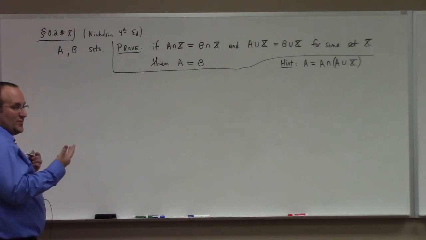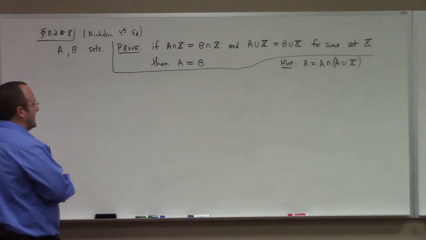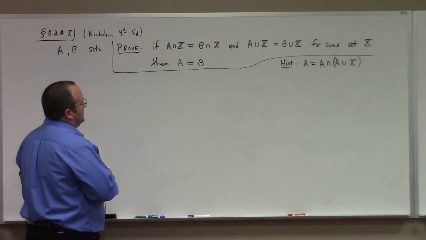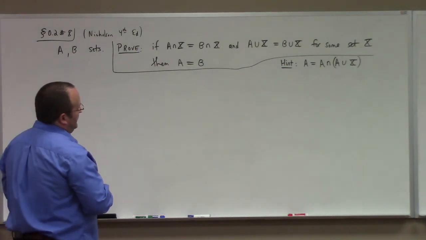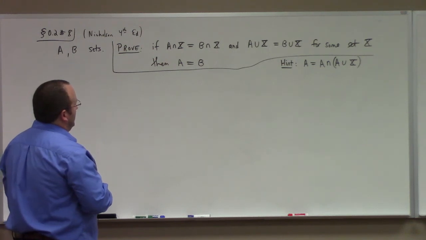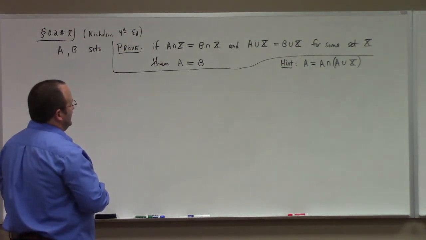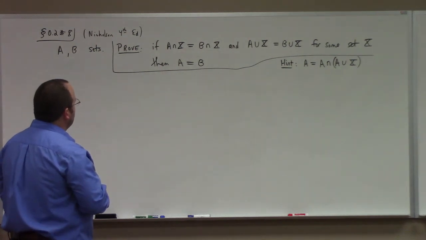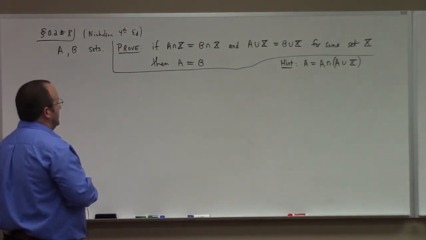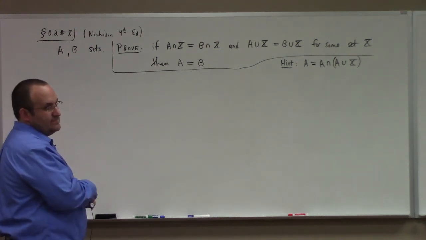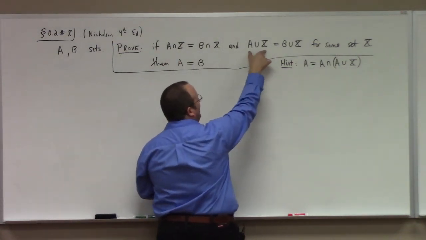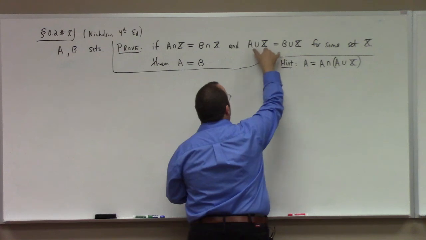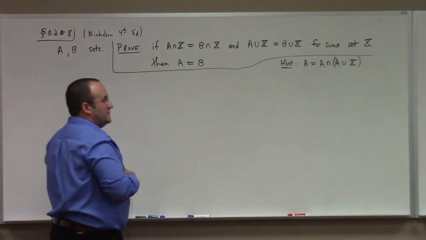Let me take this opportunity to try chasing points, and see if it works. So I'm going to assume that A intersect X is equal to B intersect X, and the unions are also equal. Now, if X is the empty set, then that implies that A is equal to B. The intersection is the empty set, A union the empty set is A, B union the empty set is B, so A equals B, done. If X is empty, we're done.